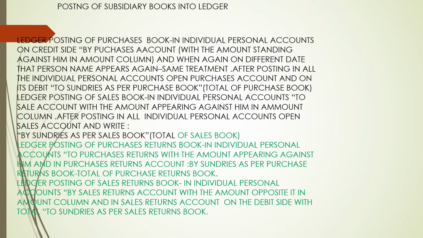Now the next is ledger posting of sales returns book. In individual personal accounts, write by sales returns account with the amount opposite in the amount column, and in the sales returns account, on the debit side, with the total write to sundries as per sales returns book.